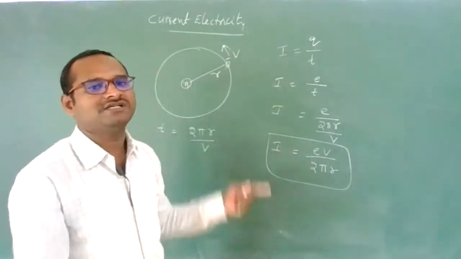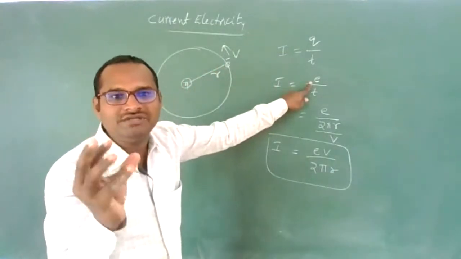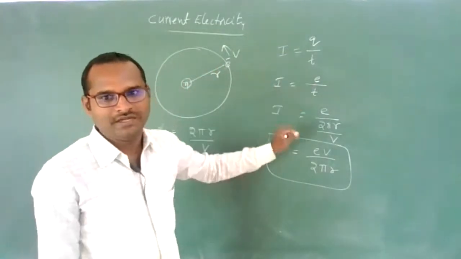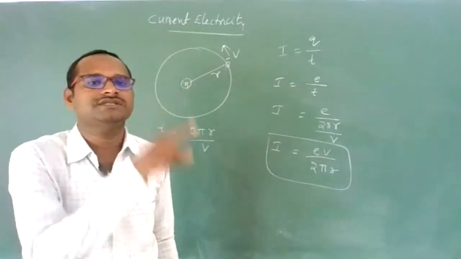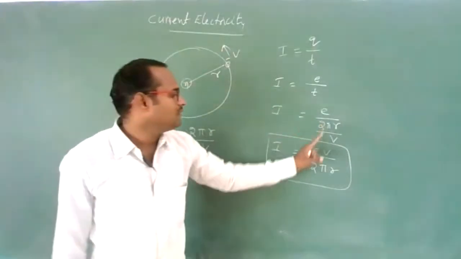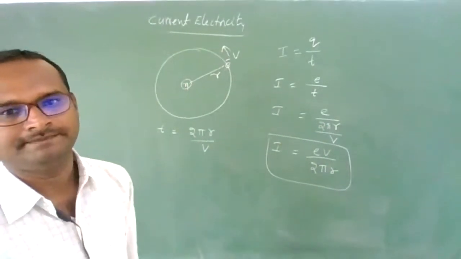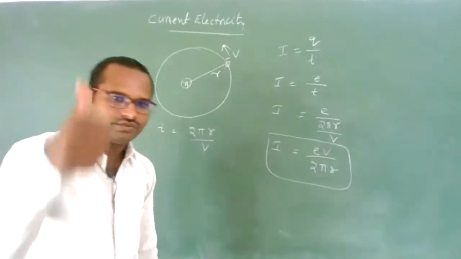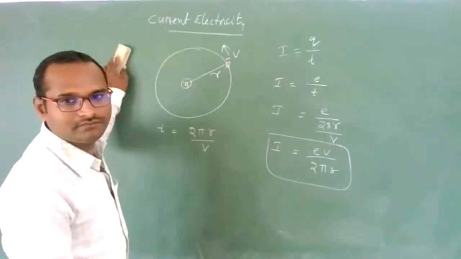Q is charge. How much charge is flowing? E, the electron, is flowing. E means the charge of the electron, let us suppose. What is T? T is the time period of this electron which is in circular motion. Yes, the time period is this. Substitute here, you will get eV by 2 pi r. If you remember, it will save your time. Okay, one more objective point here.